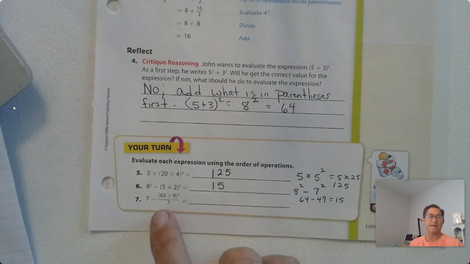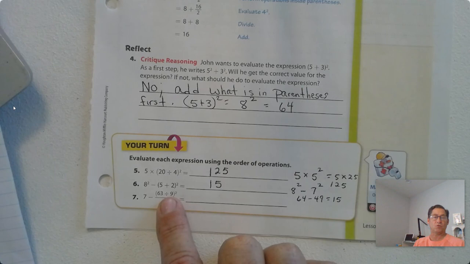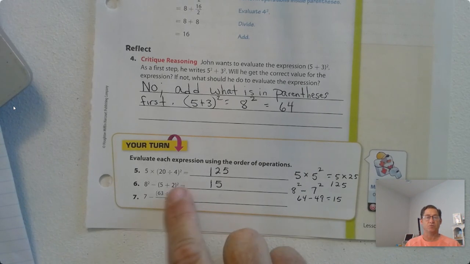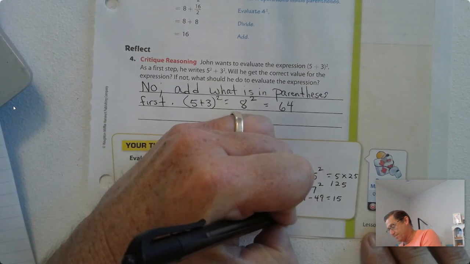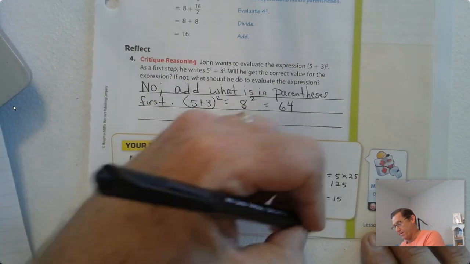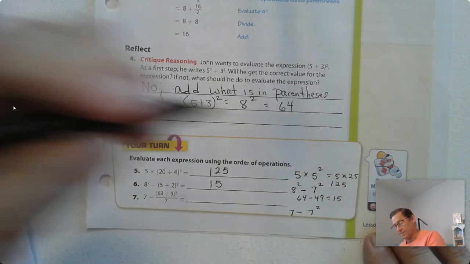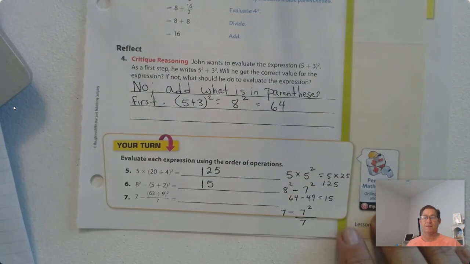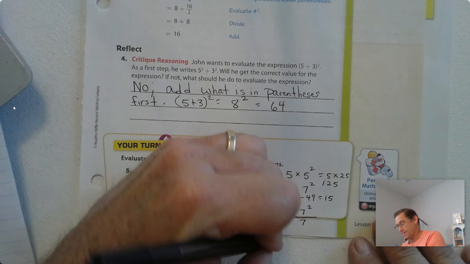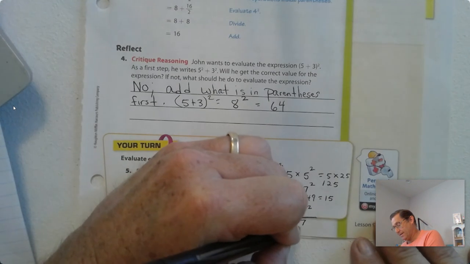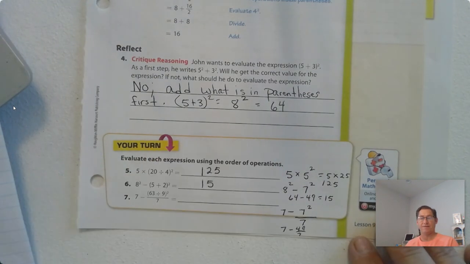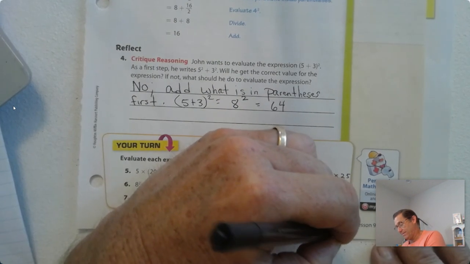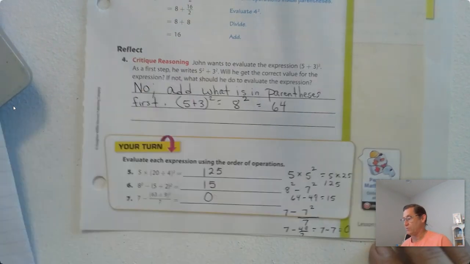And number 7. 7 take away the quotient of 63 and 9 squared, divide by 7. Do what's in the parentheses first. 63 divided by 9 is 7. So leaving us 7 squared, divide by 7. Okay, now do the exponent. So 7 minus 49, divide by 7. Now divide. 7 minus 7, so we get 0.